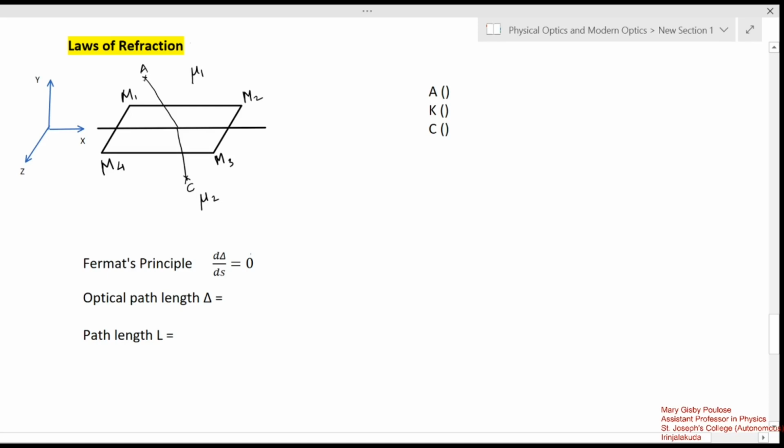So the point of refraction can be anywhere on this XZ plane, which is shown on the left side of the figure. So M1, M2, M3, M4 is actually the XZ plane, and the point of refraction can be anywhere on that surface.